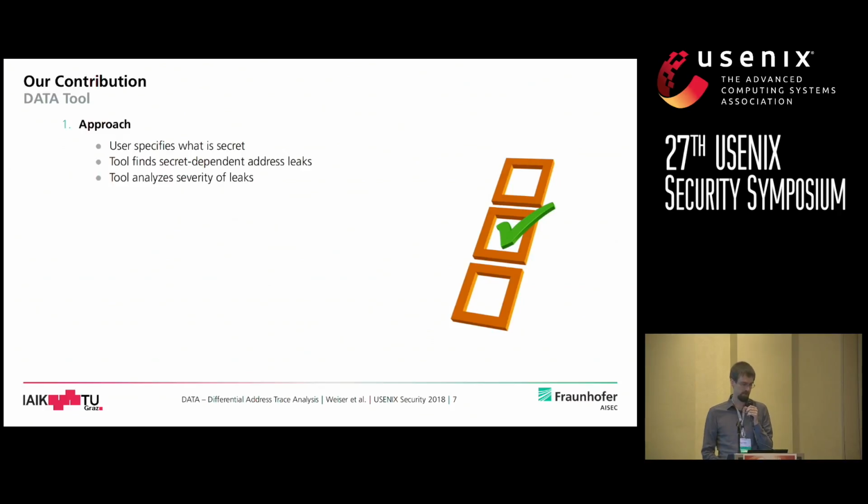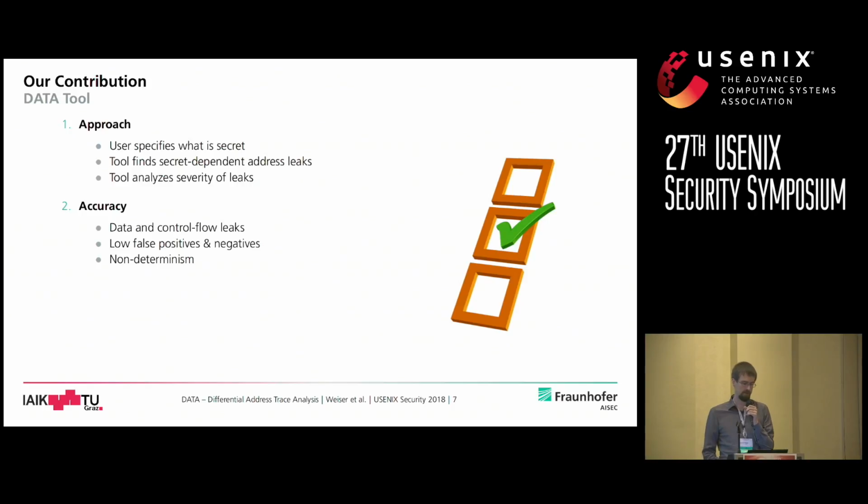How does it work? First, the user specifies which information is secret, for example, a cryptographic key or some messages. Then the tool will automatically find arbitrary address-based side channel leaks in the program binary. Also, since not all leaks are equally dangerous in practice, we have one more step where the tool uses statistical tests known from the hardware side channel literature to test how much information is actually leaked.